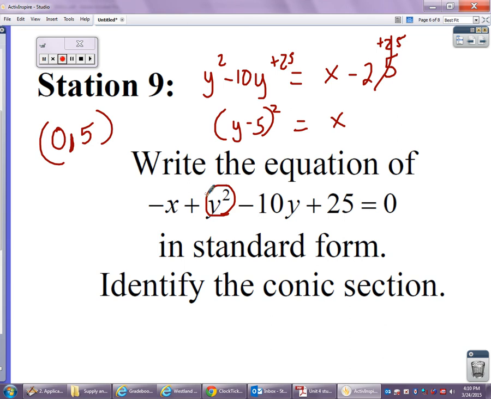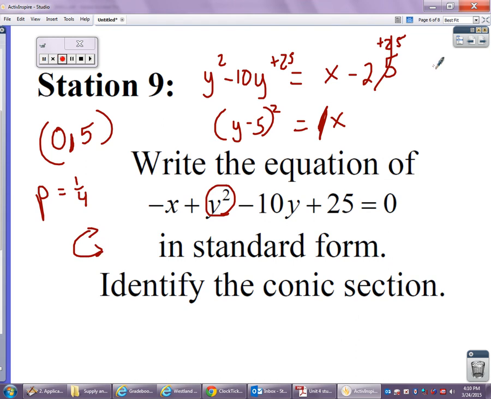I also know that the parabola, because it's positive 1, my p would be, this comes from 4 times p, so my p would have to be 1/4. What else do I know? Since it's y squared, it either opens left or right, and since it's positive, it opens to the right.